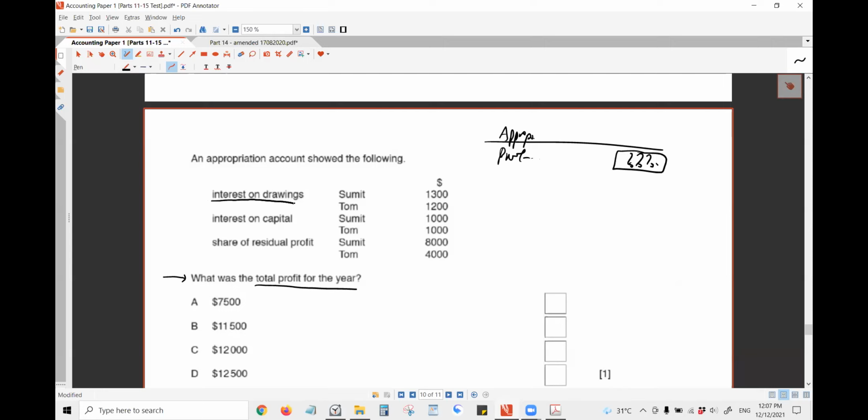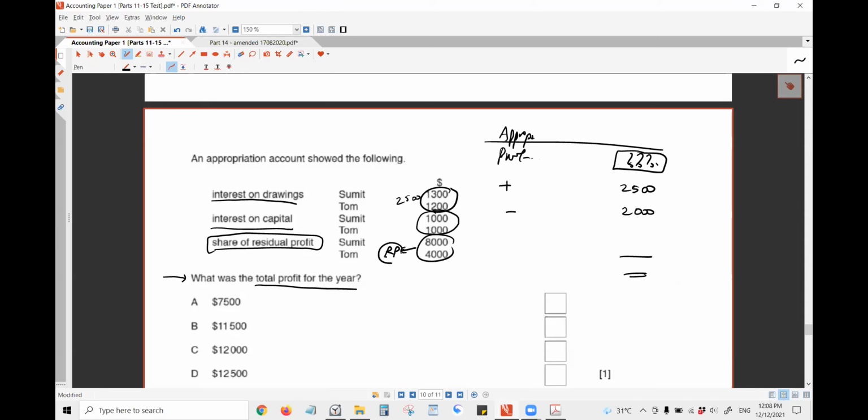Interest on drawing is a number that you should plus here. So altogether 2,005. Interest on capital is a figure that you minus here, 2,000. Sharing of residual profit appears here at the bottom. If you total this up, then you will get a residual profit. 12,000 residual profit.